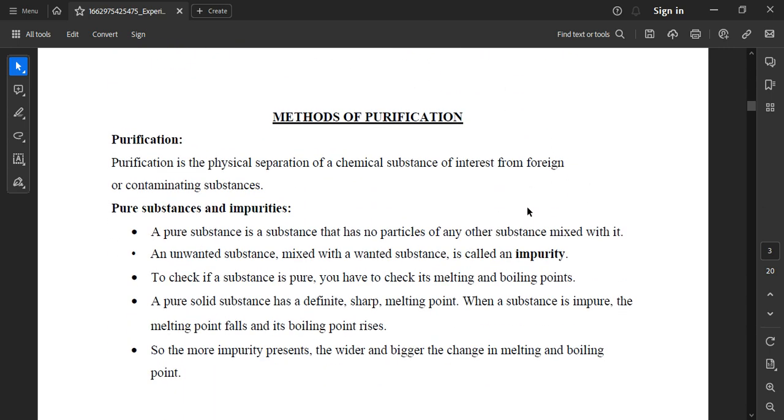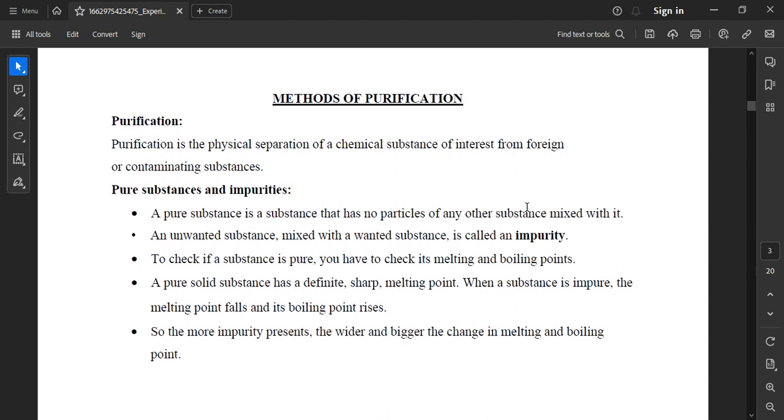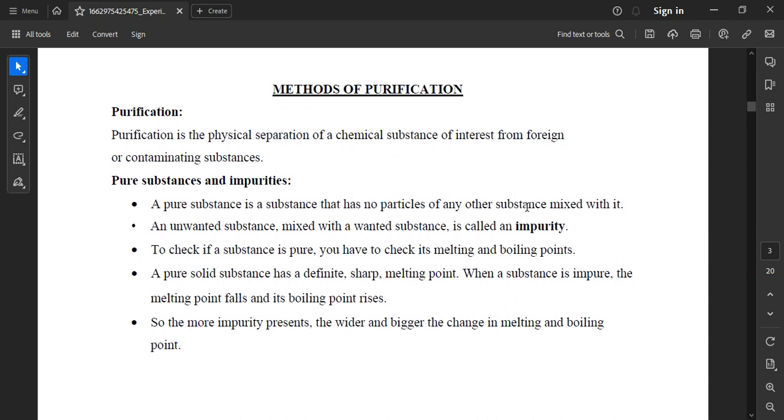Methods of purification. Purification is the physical separation of a chemical substance of interest from foreign or contaminating substances. Pure substances and impurities. A pure substance is a substance that has no particles or any other substance mixed in it. An unwanted substance mixed with a wanted substance is called an impurity.